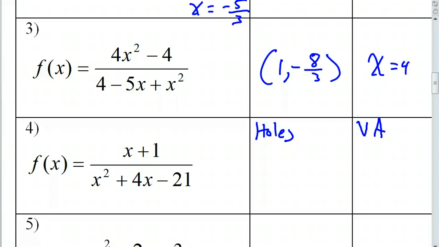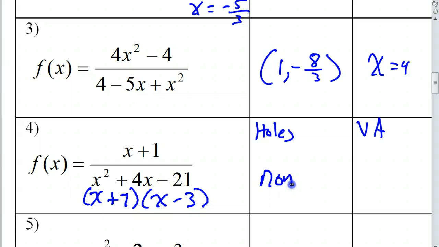Okay, now let's talk about holes and vertical asymptote. When are there holes? Where do holes come from? When do they happen? So correct. When factors cancel out, that's when you get holes in the graph. So to see that, you need to factor some stuff. So let's factor out this denominator and see if anything cancels out. How does this factor? X plus 7, x minus 3. So is anything going to cancel out? No. So that means there won't be any holes.